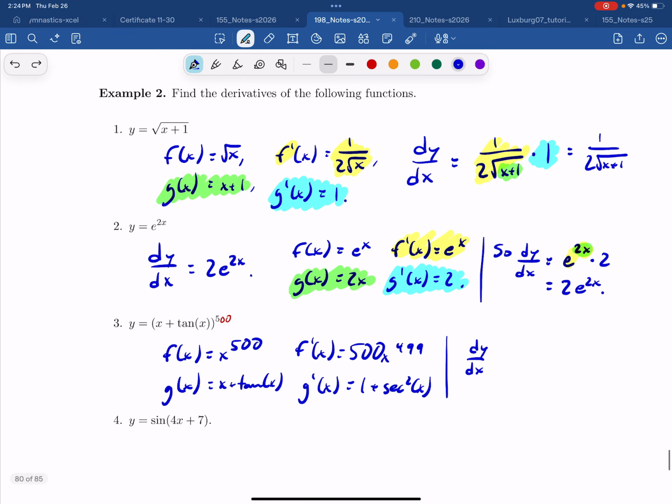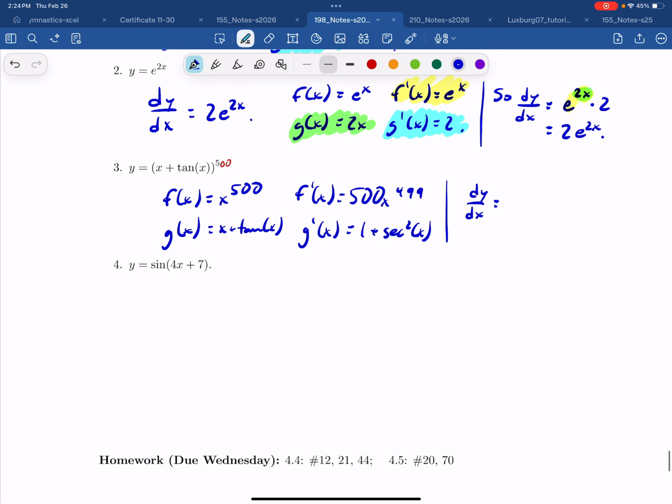So dy over dx, let me write that a little neater. Okay, there we go. Dy over dx equals f prime of g of x, with tangent of x, again, there's my g of x right there, times g prime of x.